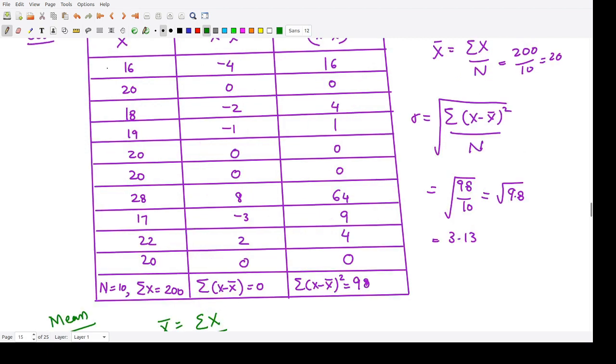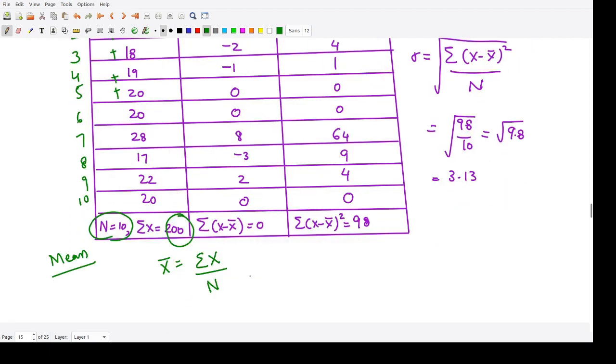So this is the given data. You add up all this data. You have this quantity 200, and how many observations are there? 1, 2, 3, 4, 5, 6, 7, 8, 9 and 10. So we have a total of 10 observations. Therefore your mean would be 200 divided by 10, so that is 20. So this is the mean.